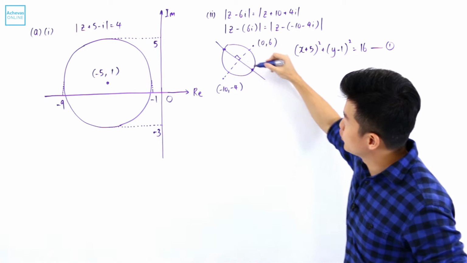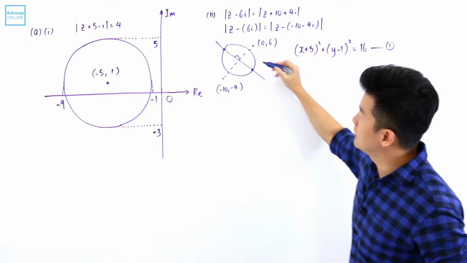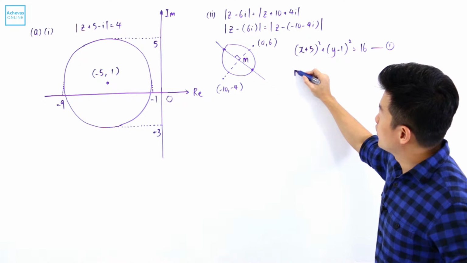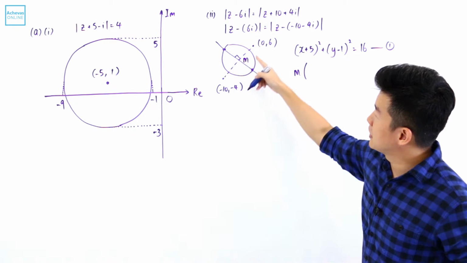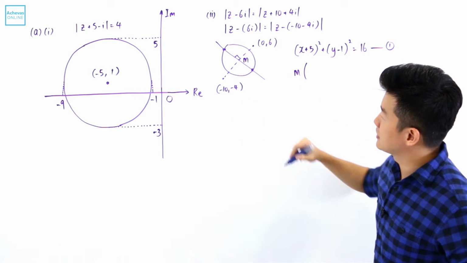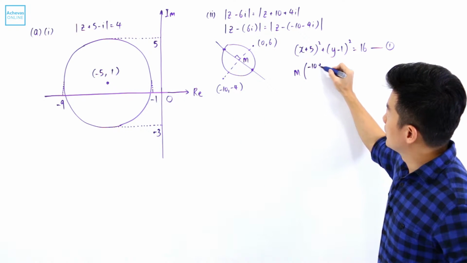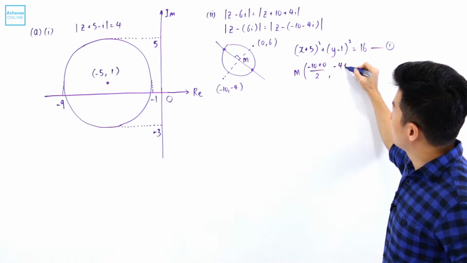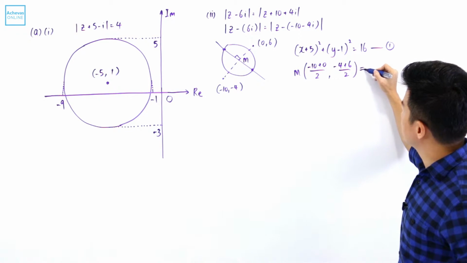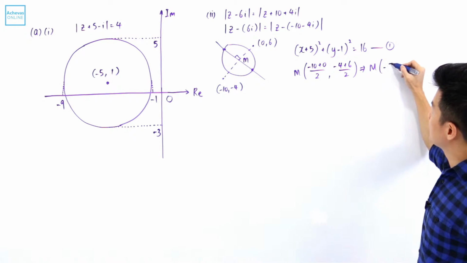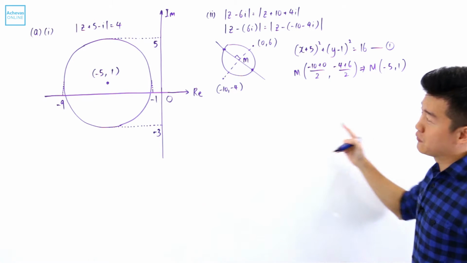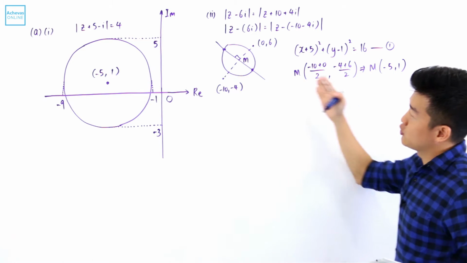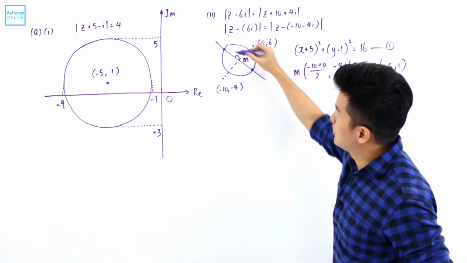The second equation is going to be the equation of this perpendicular bisector. If I were to call this, let's say, M, that means the coordinates of M is going to be this plus this. The x coordinate will be minus 10 plus 0 divided by 2, and the y coordinate will be minus 4 plus 6 divided by 2. This tells me that M is at minus 5 and 1. In fact, it is the same point as the center of the circle. But anyway, this is going to be the point that is lying on this perpendicular bisector.